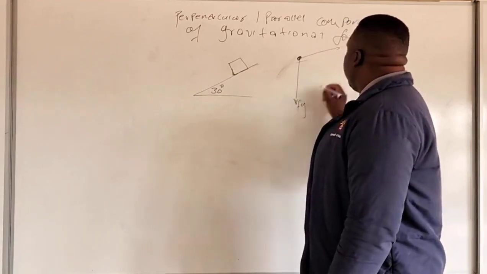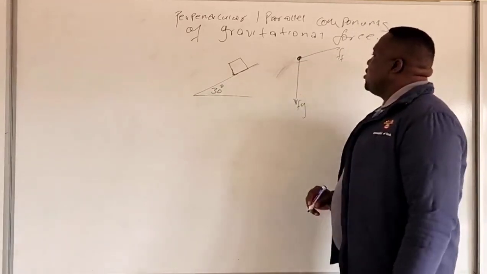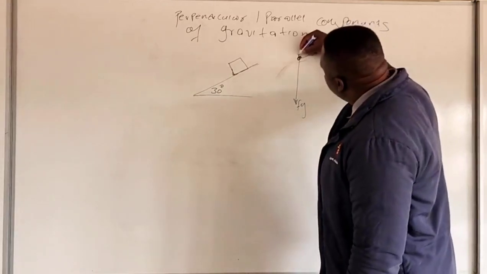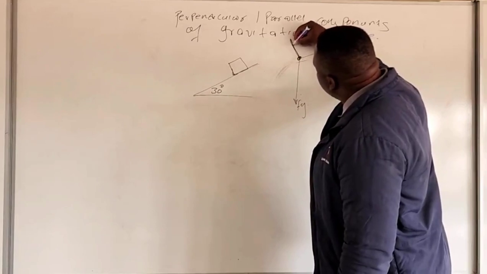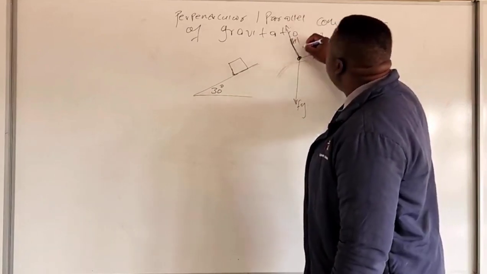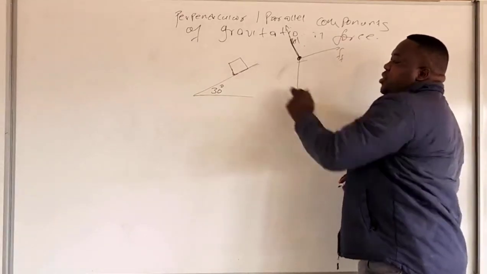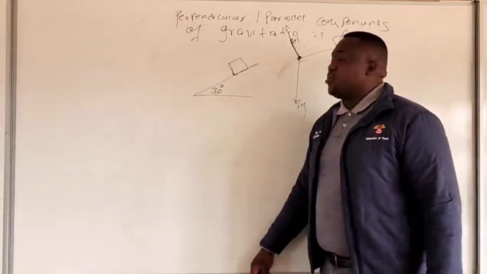This is gravitational force, this is frictional force. Then I'm going to have my normal force, which will be perpendicular to the surface. So this is going to be normal force. I'm not drawing applied force here because the box is moving on its own.